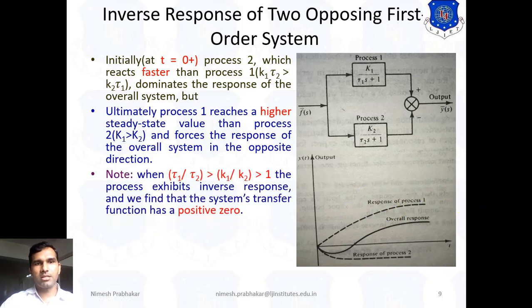So here, same as before, when tau1 upon tau2 is greater than K1 upon K2, the process exhibits the inverse response, and we find the system transfer function has a positive zero. So this is the condition for the inverse response of the system. So here we see the inverse response.